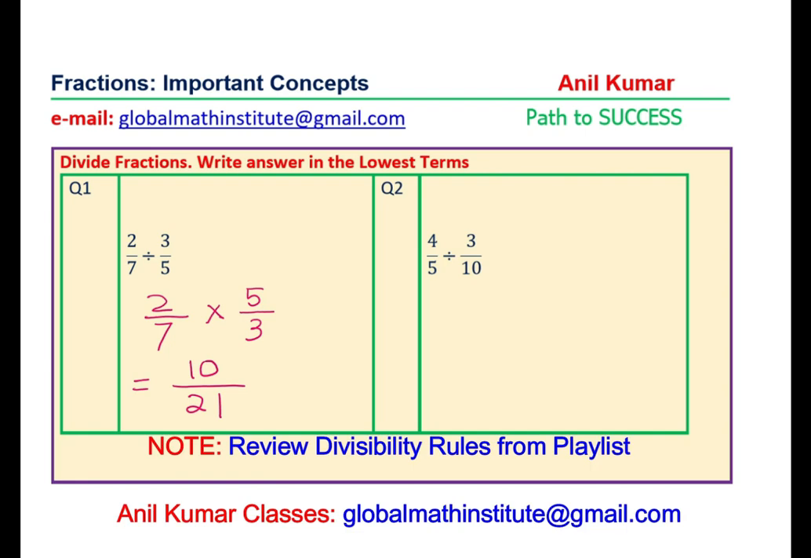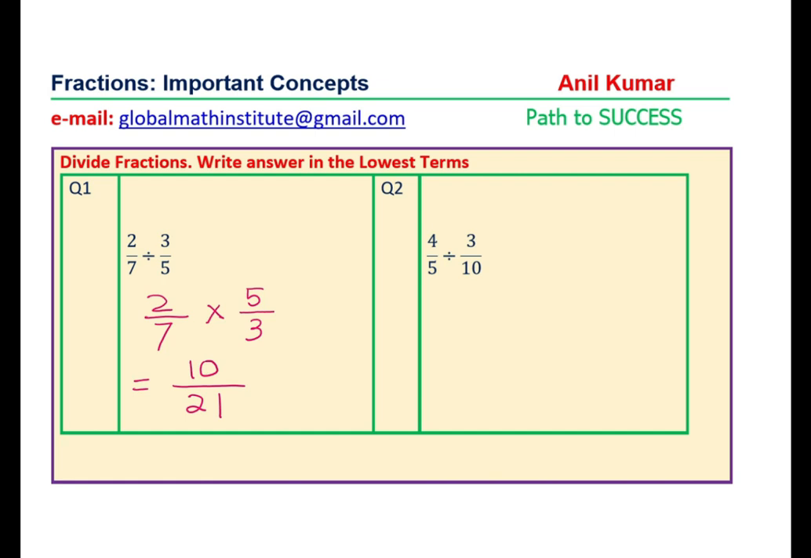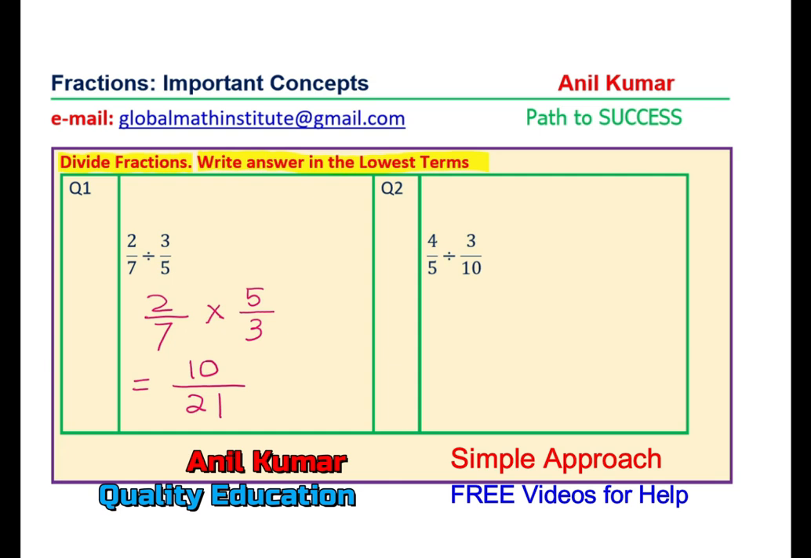Now, this was a simple case since there was no common term which could have been cancelled from the numerator and denominator. And therefore, this is the lowest term of the answer. So, read the question. We need to divide the fractions and write answers in the lowest terms. How we simplify fractions is another part which you should know. Perfect. So, let's follow this strategy and continue.